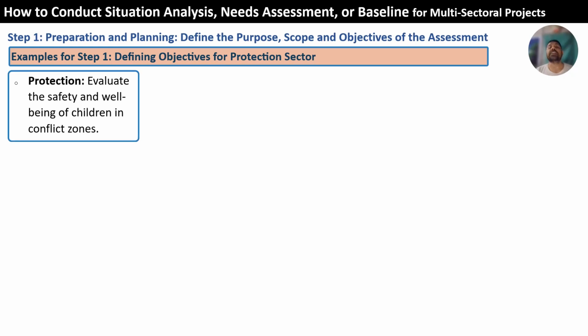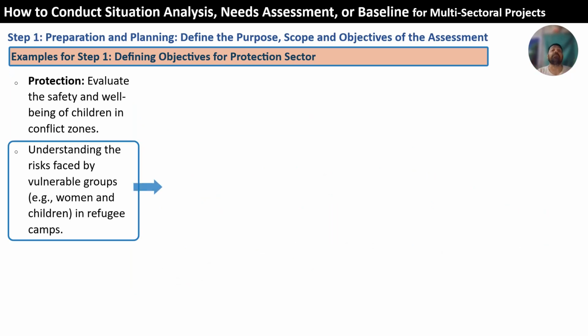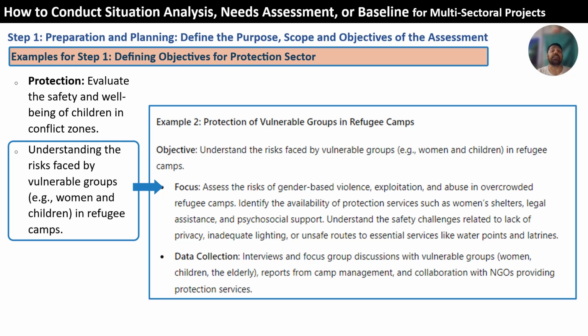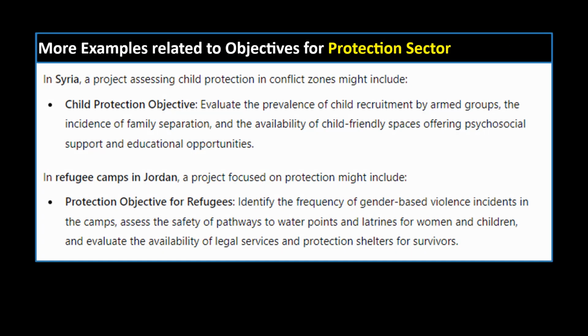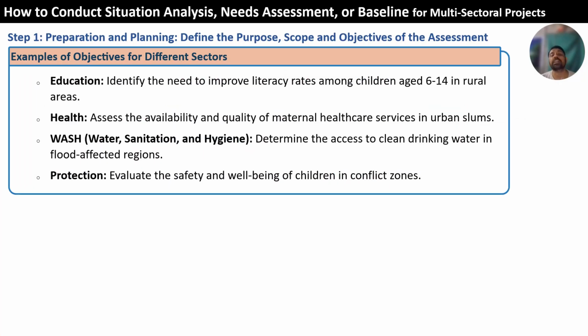For the protection sector, your objectives might be to evaluate the safety and well-being of children in conflict zones, understanding the risks faced by vulnerable groups like women and children in refugee camps or children with disabilities, etc. Here you can see examples of objectives related to these different sectors that we already discussed in our previous slides.